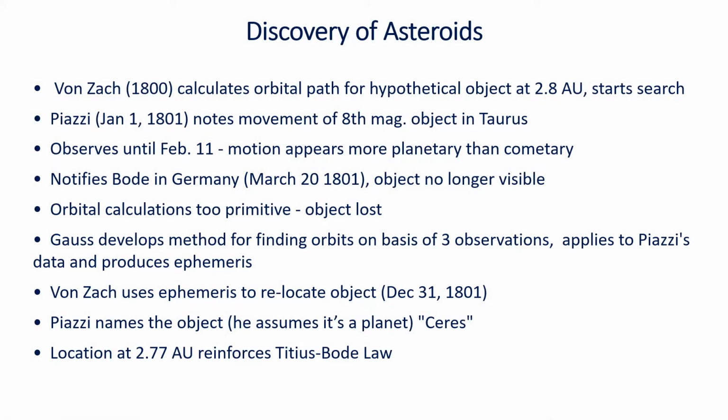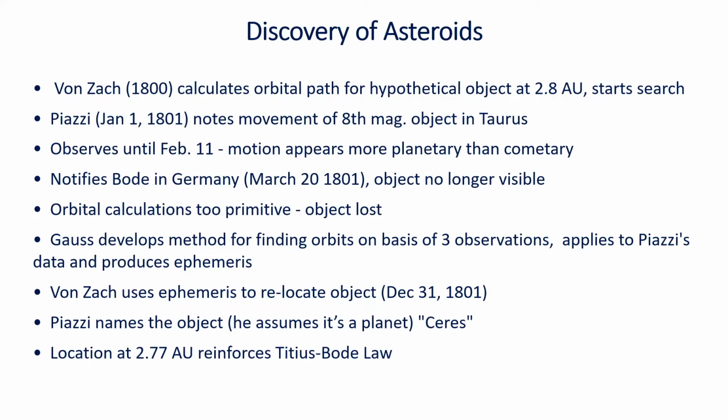In 1800, the orbital path for a hypothetical object at 2.8 astronomical units is calculated, and the search is underway. Giovanni Piazzi in Italy notices a movement of an 8th magnitude object in the constellation of Taurus in 1801. He observes it and realizes its motion is more planetary than cometary. He notifies Bode in Germany to confirm the observation, but it's no longer visible. The orbital calculations at the time are too primitive, so the object is lost.